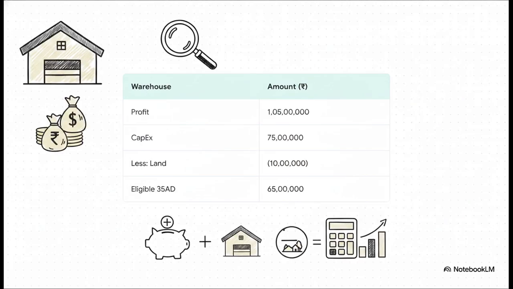Let's apply that exact same logic to the warehouse facility. He's got a very healthy pre-deduction profit of 1 crore 5 lakh rupees. And the case states his total capital expenditure was 75 lakhs. But wait, remember our golden rule for Section 35AD? Land is excluded. The source explicitly notes that this 75 lakh figure actually includes a land cost of 10 lakh rupees. So we have to methodically subtract that 10 lakhs to find that his actual eligible capitalization for the 35AD deduction is 65 lakh rupees. And it's this 65 lakhs that we use to offset his massive warehouse profits.